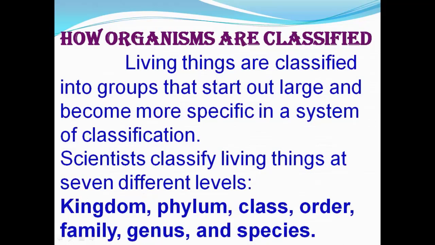Dear boys, living things are classified into groups that start out large and become more specific in a system of classification. Scientists classify living things at 7 different levels. They are kingdom, phylum, class, order, family, genus, and species. These are the different levels of classification of living things.